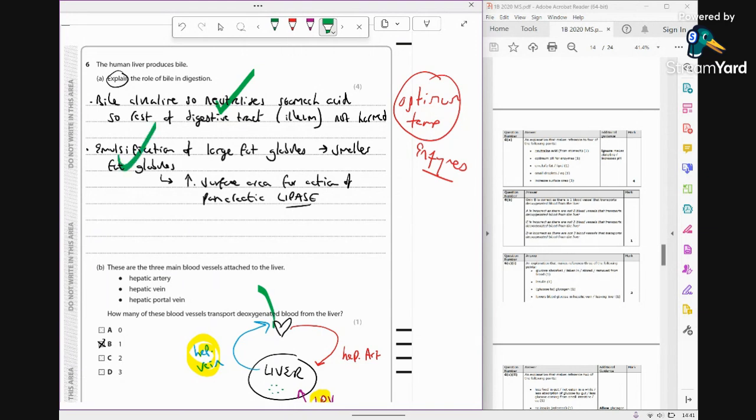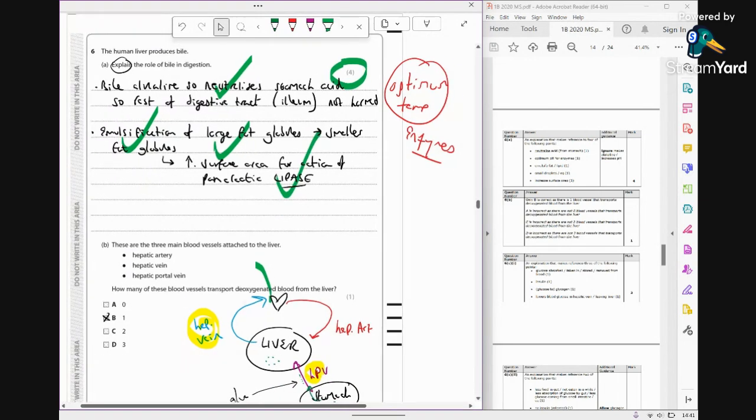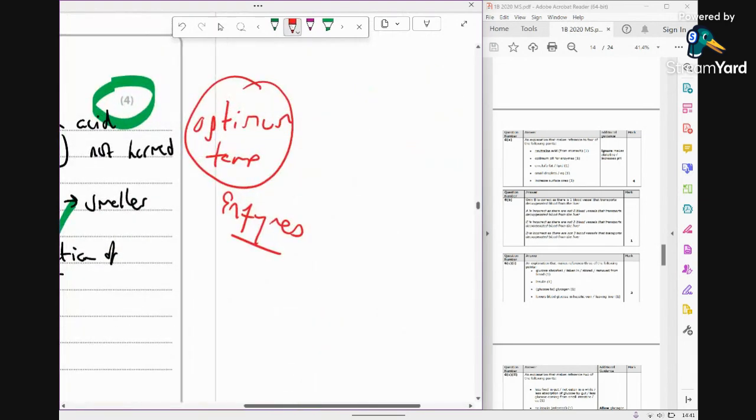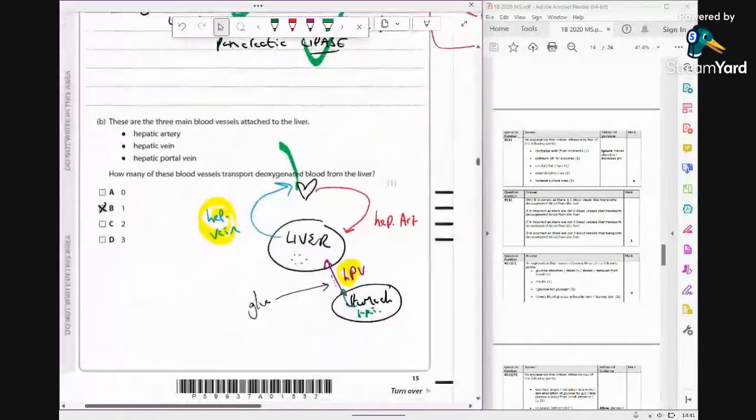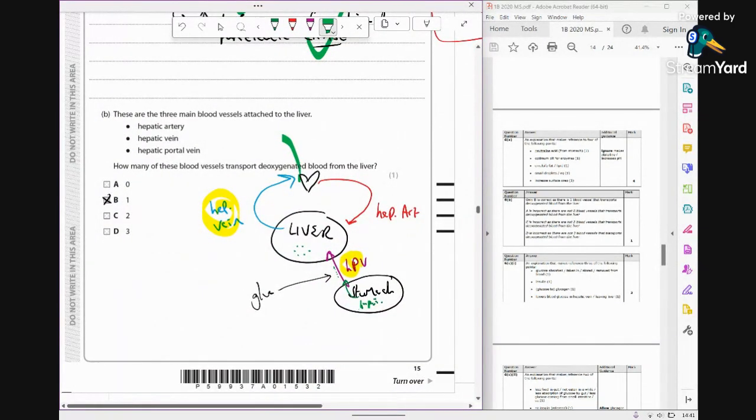Emulsification of fats into smaller droplets. Yes, for increasing surface area. Good. Okay, so we easily got 4 there, but that's a really important point. Definitely make a note of that. Right. So we're still on 100%, which is good. B is the correct answer. Good.